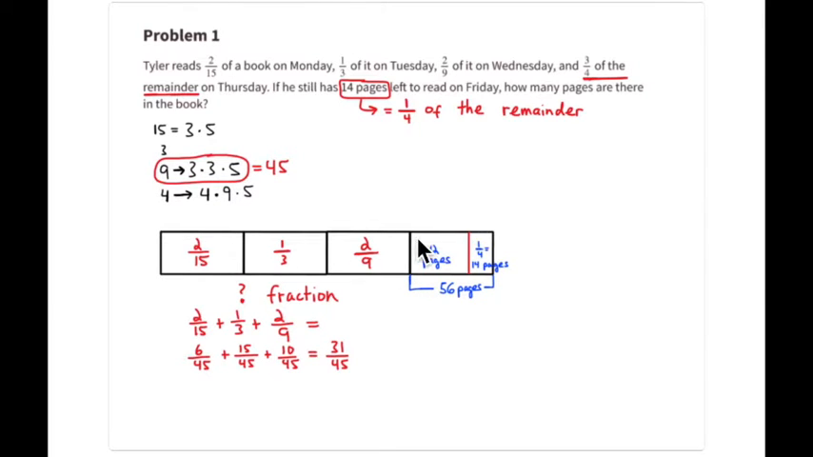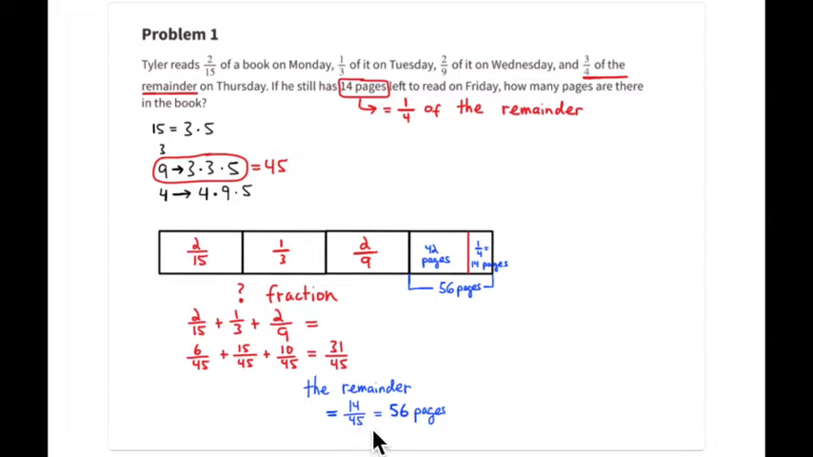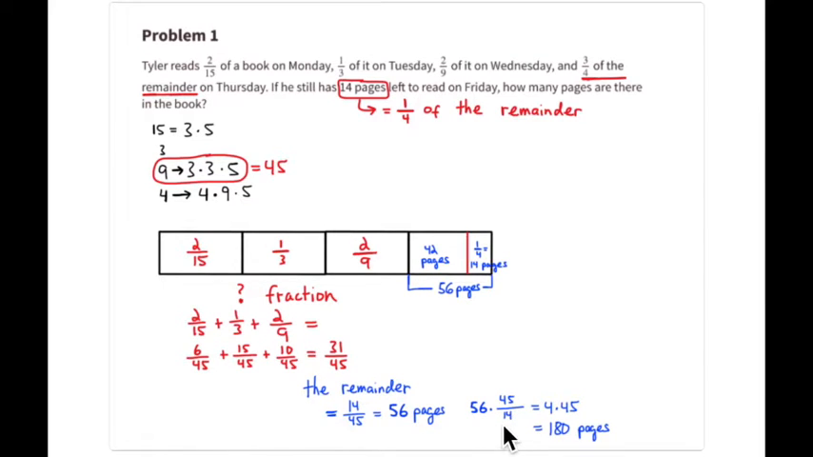That means that this piece right here is the remaining fraction. It is 14/45. So this remaining part is 14/45 of the book, and that equals 56 pages. All right, so how do I use that to figure out what the total number of pages of the book are? Well, if I can figure out what 1/45 is, then I just multiply that number by 45. And so 1/45 is going to be these 56 pages divided by 14. This is 14/45. I want to know what 1/45 is. So the 56 pages divided by 14.